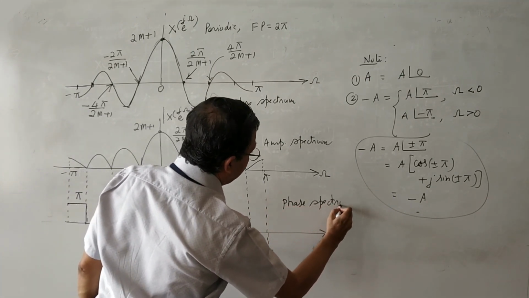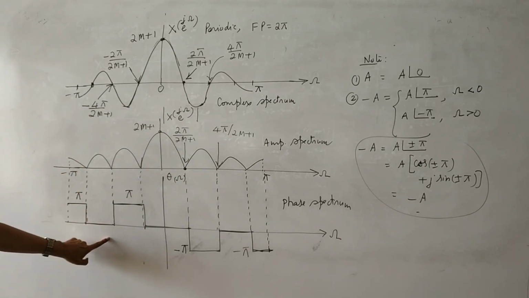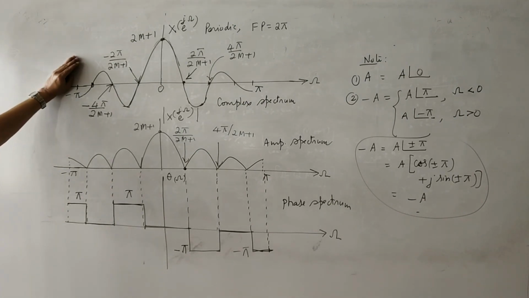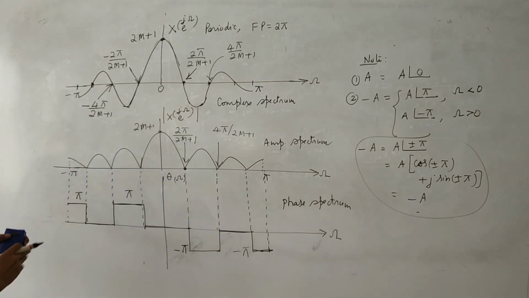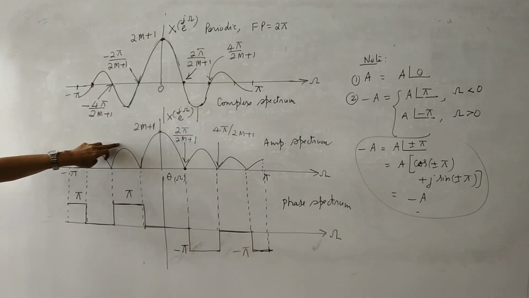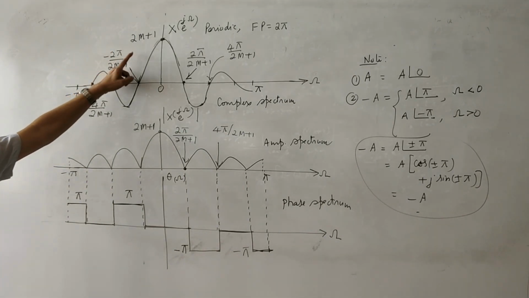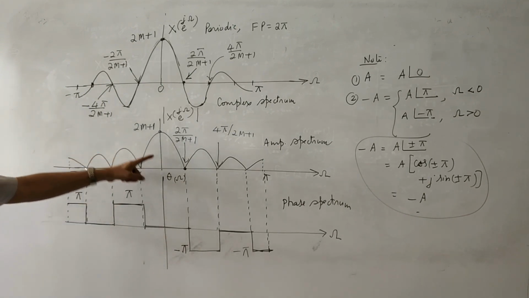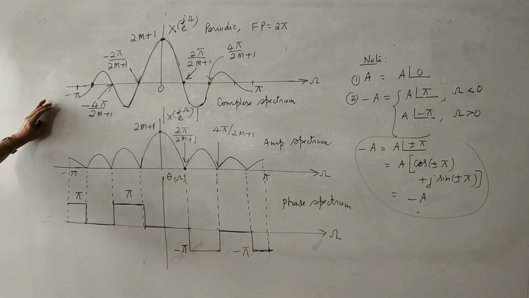Since x of n is real, the amplitude spectrum exhibits even symmetry, the phase spectrum exhibits odd symmetry. This is how from the complex spectrum I have extracted the amplitude spectrum and phase spectrum. If you want to correlate this in control systems, this could be the Nyquist plot, this could be Bode's magnitude plot, this could be Bode's phase plot. The only difference is here the y-axis is not in decibel scale. I think this problem is clear now.